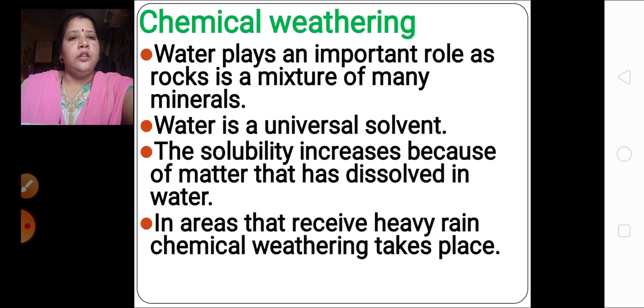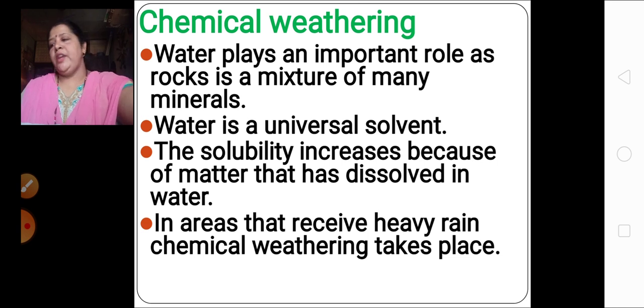Then the next part: in areas that receive heavy rainfall, chemical weathering takes place. Chemical weathering is such a weathering which takes place in areas where there is heavy rainfall, because in chemical weathering water plays a very important role.